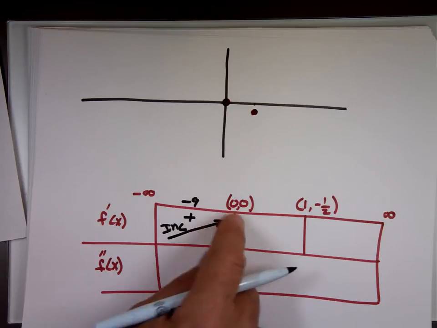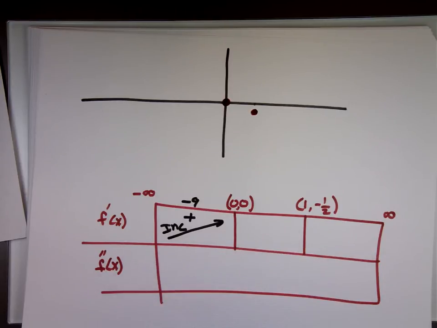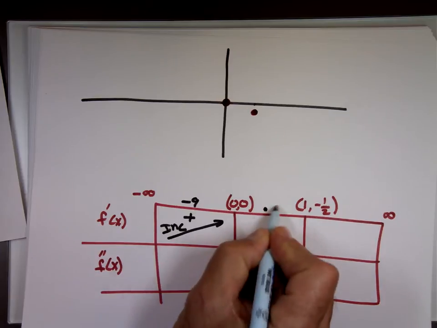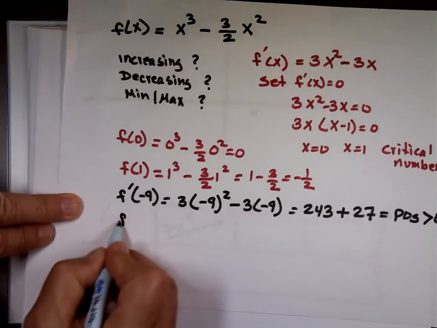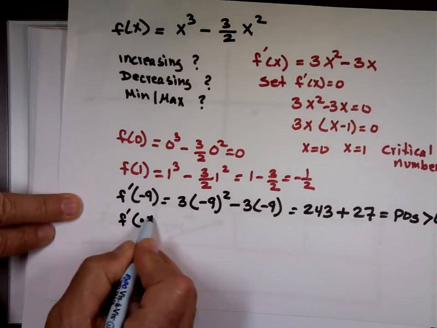Between 0 and 1, what are you going to use? 0.5 maybe? You don't have a choice. Some number between 0 and 1 could be 0.5, 0.1. 0.1 will be good too if you want to. Anything. So let's see what the derivative is at 0.1 or 0.5. I'm using 0.5.